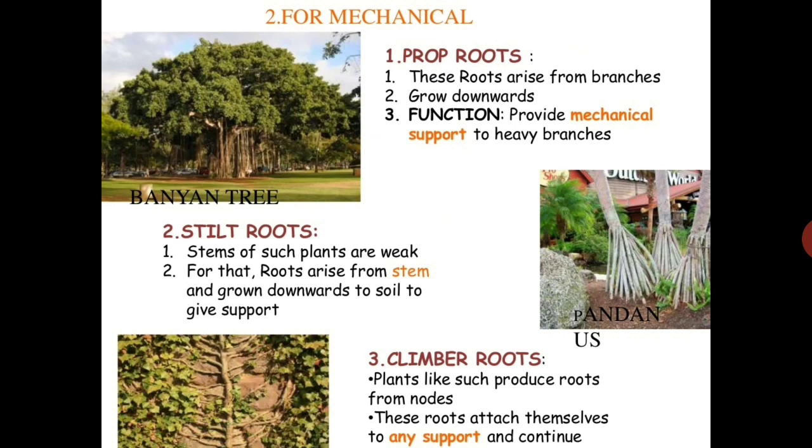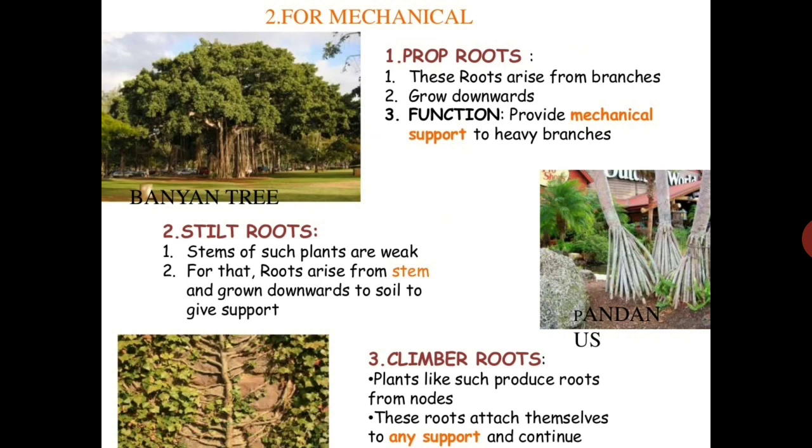Sometimes the roots are responsible for providing mechanical support to the plant. One example, you know, is the prop root. These roots arise from the branches and grow downwards. Their main function is to provide mechanical support to the heavy branches in the banyan tree.